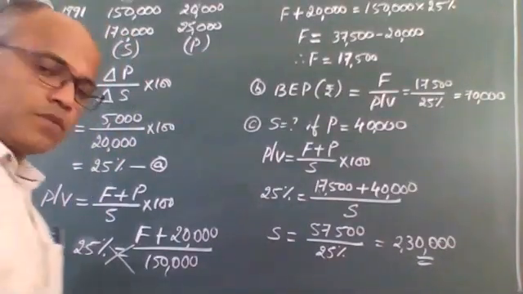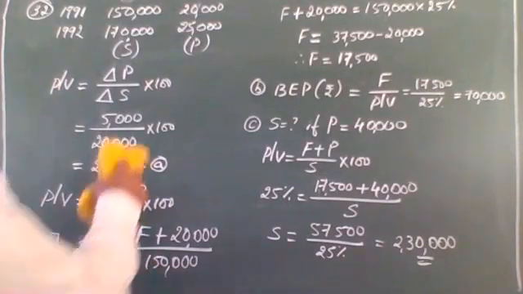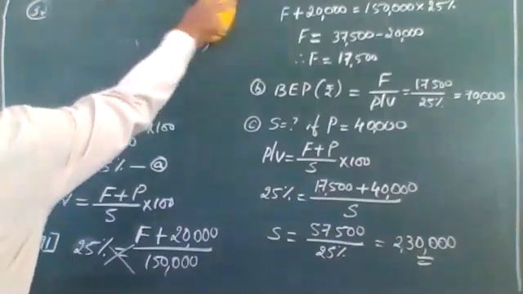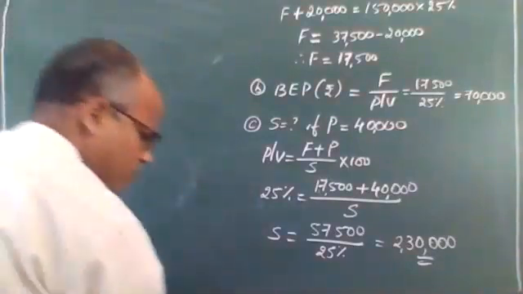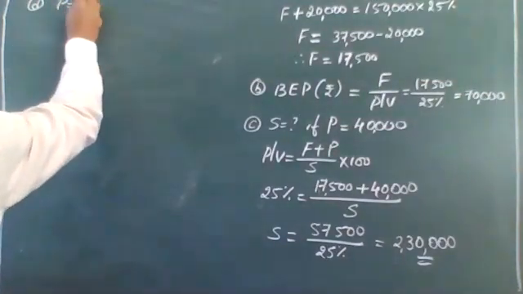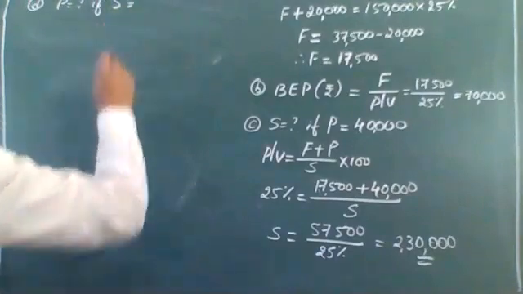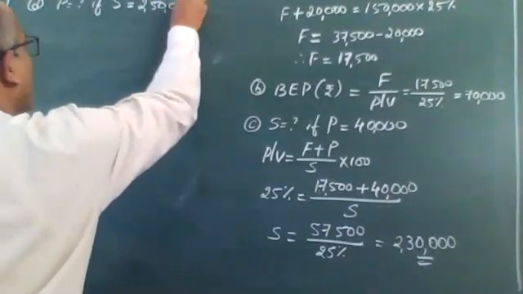Is it okay? Then moving further, the next bit of the question, that is D. The D bit says: find the profit made when the sales are 2,50,000. So profit is how much if the sales are equal to 2,50,000? If my sales are 2,50,000, how much profit will I make?